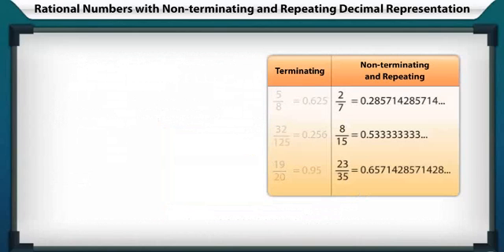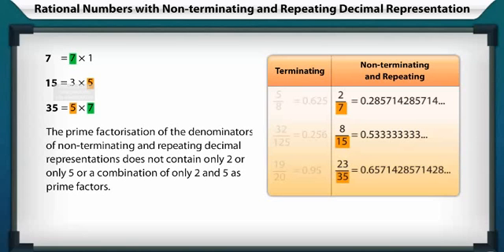Let's take a look at the rational numbers in the second column of this table now. We will write the prime factorization of each of the denominators. Do you observe that none of the denominators are of the form 2 to the power of n multiplied by 5 to the power of m? In other words, the prime factorization does not contain only 2 or only 5 or a combination of only 2 and 5 as prime factors.